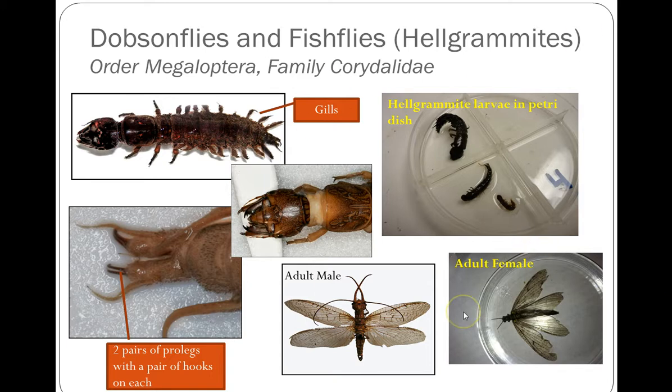Down here you can see what the adult Dobsonflies / Fishflies look like. These are actually Dobsonfly adults. This is the female, this is the adult male. As you can see, the male has these long, overdeveloped jaws used for grasping the female when they mate. These adults do not live more than a day or two. They reproduce and die very quickly.